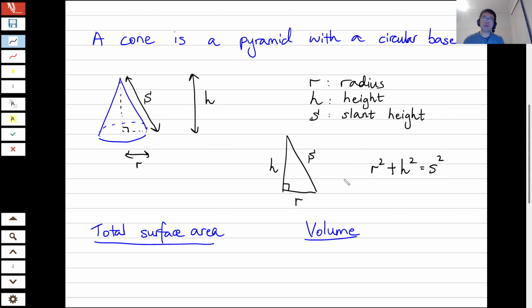Okay, so let's write down some formulas for the total surface area and the volume. The volume is easier. Remember, the volume of a pyramid is 1/3 times the area of the base times the height. In this case, the base is a circle, so the area of the base is pi r squared, and then I need to multiply by h as well. So pi r squared is the area of the circular base.